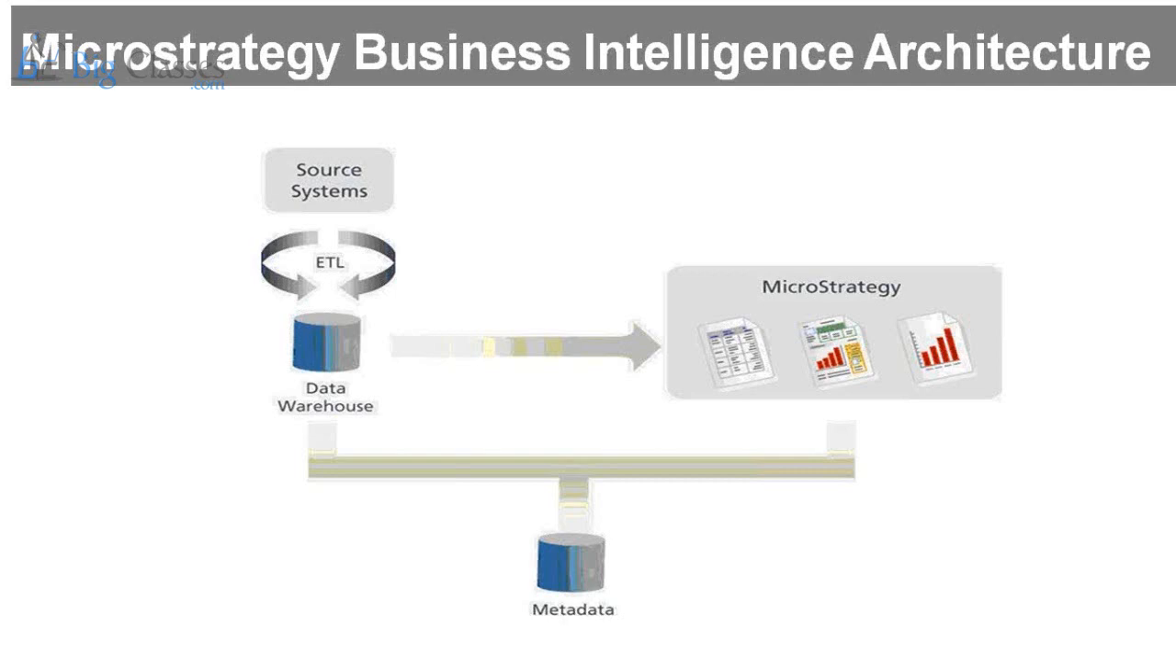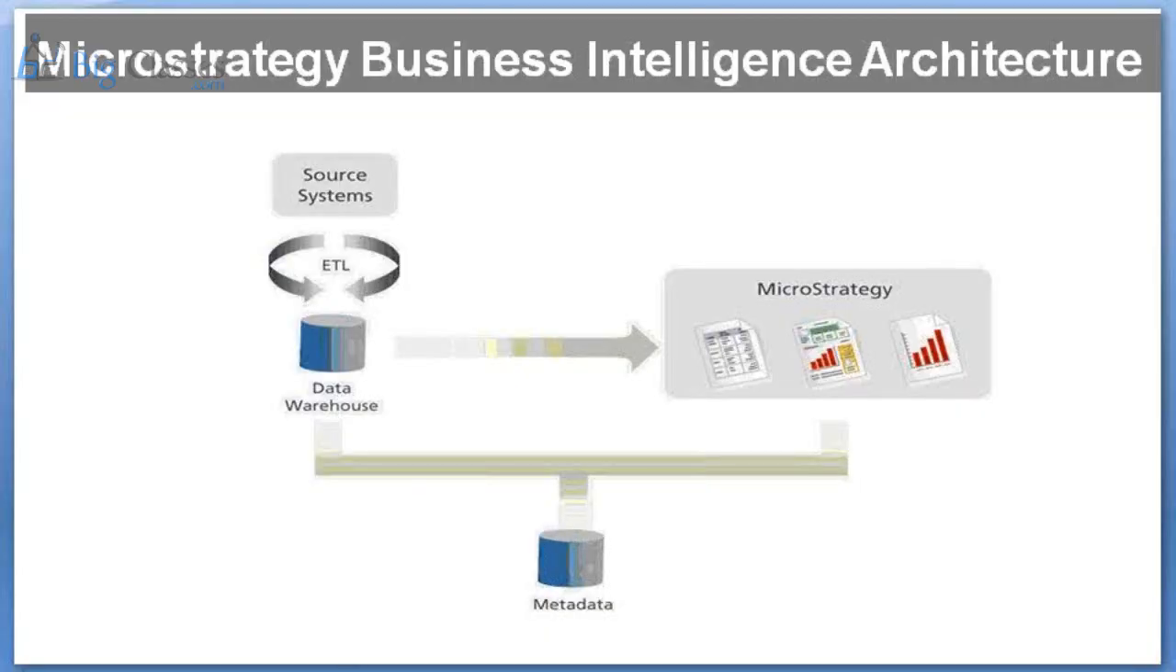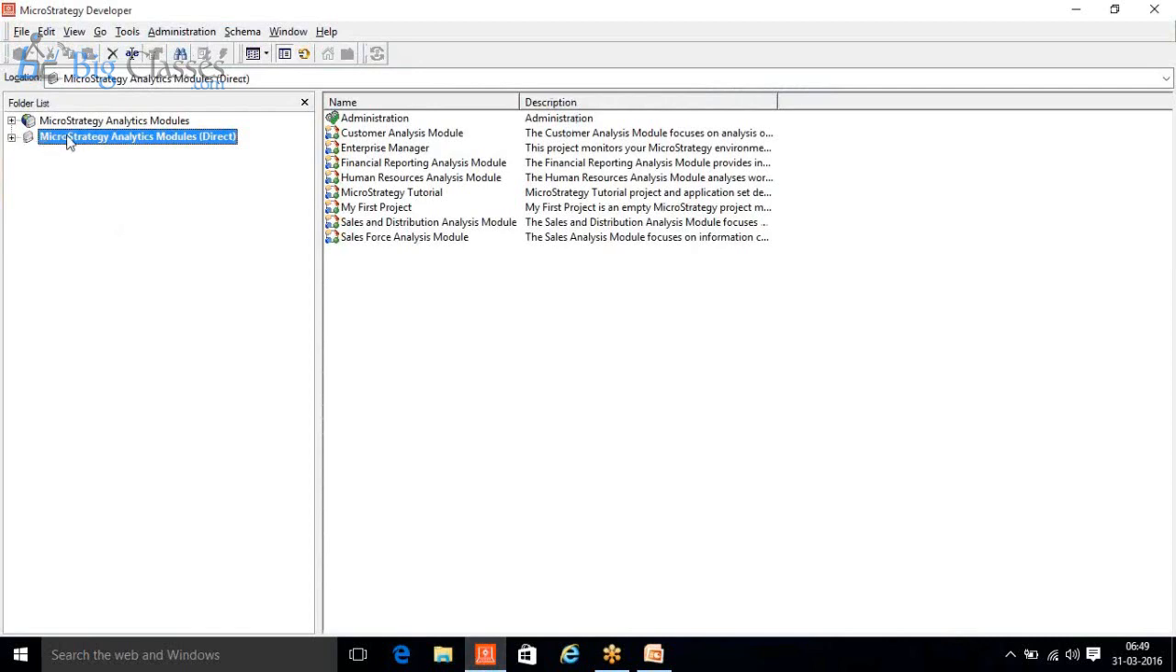If I just come back to the MicroStrategy tool over here, you see there are different project sources. You can see the MicroStrategy Analytics Modules, MicroStrategy Analytics Modules Direct. These are all project sources. When I say a project source in MicroStrategy, it is a connection directly or indirectly with the metadata. We will see how to connect directly or indirectly. But the first thing that we're going to see is how to configure the metadata. But just remember one more thing over here, that my project source needs to point to metadata directly or indirectly.